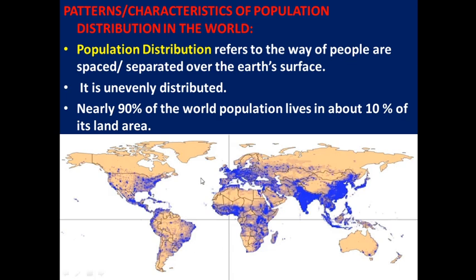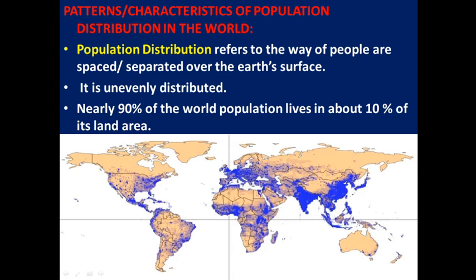So here we have oceans: Pacific Ocean, Atlantic Ocean, Indian Ocean. Here these are the land masses. On these land masses, people are spaced, such as North America, South America, Africa, Europe, Asia, and Australia. So these are the surface of the earth, the land masses where human beings are staying.